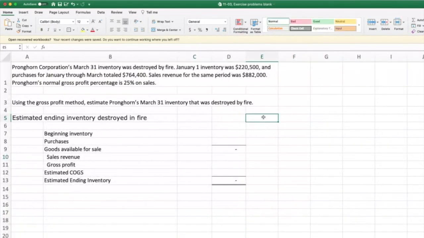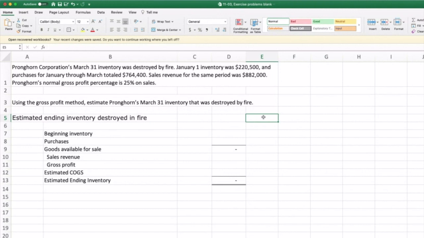Okay, our company's inventory was destroyed by fire on March 31st, and we have to estimate their ending inventory for the period. So let's do this. On January 1st, they had inventory of $220,500. They have purchases of $764,400. So with those two amounts, we get our goods available for sale.